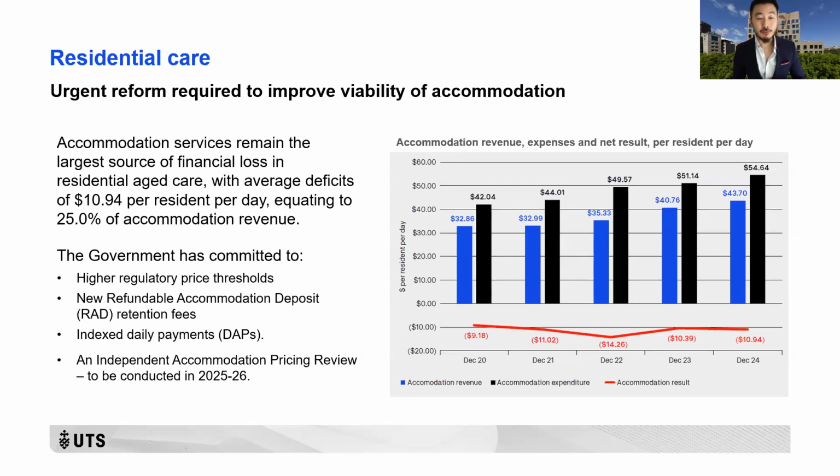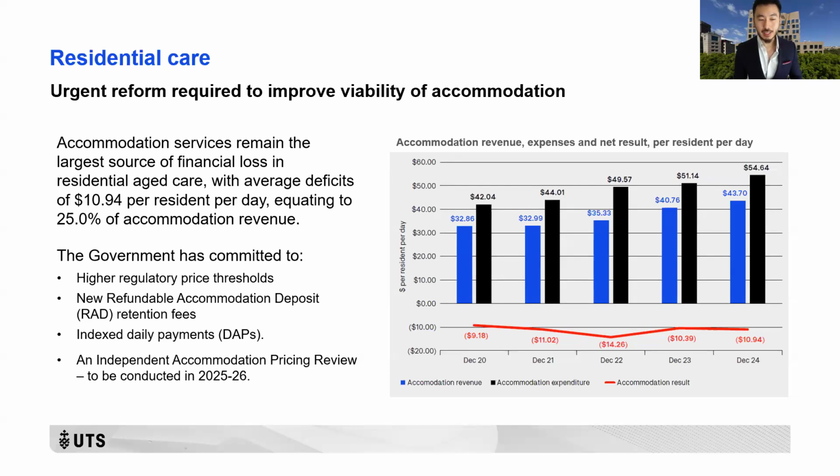And so the government is committed to fixing this and addressing these issues regarding these deficits by first looking at higher regulatory price thresholds. So we know that from the 1st of January, the cap on RADs has increased from 550,000 to 750,000. So that increases what homes take in RADs. There's also a new RAD retention fee where providers would keep 2% of the RADs paid by residents every year for a cap of 5 years.